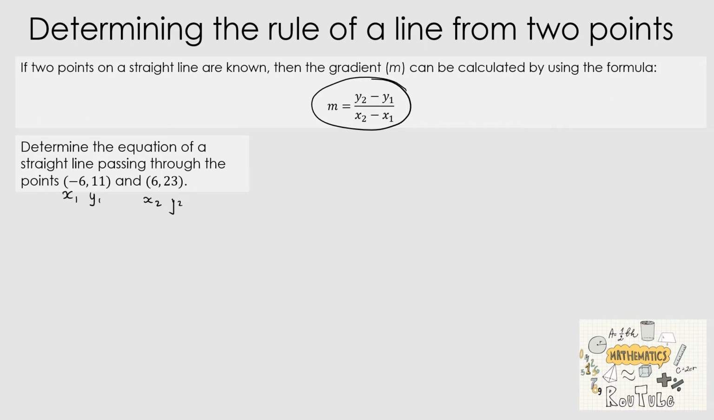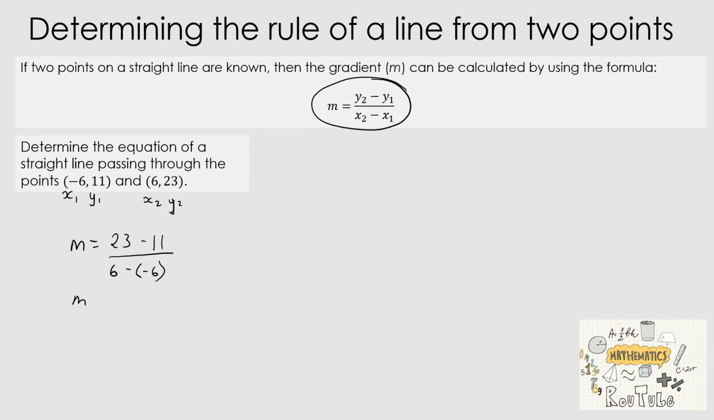Once we have done that, then we can substitute the values into the formula to find the gradient. So let's do that. Now we've got m equals. Now y2 should be, we'll fix this up, it should be y2 is 23. And then we're going to subtract y1, which is 11. And we're going to put that all over x2, which is 6. And we're going to subtract negative 6.